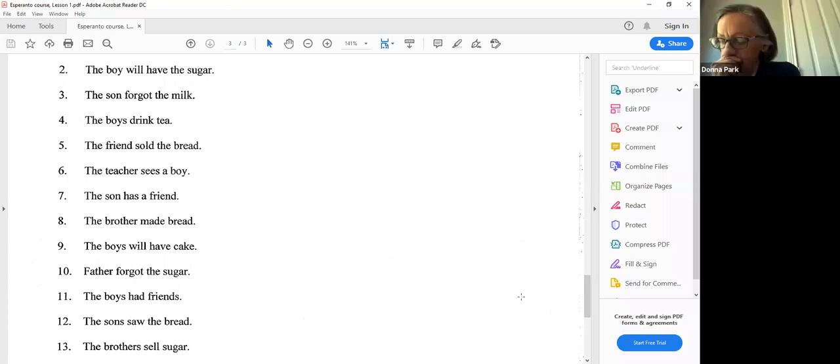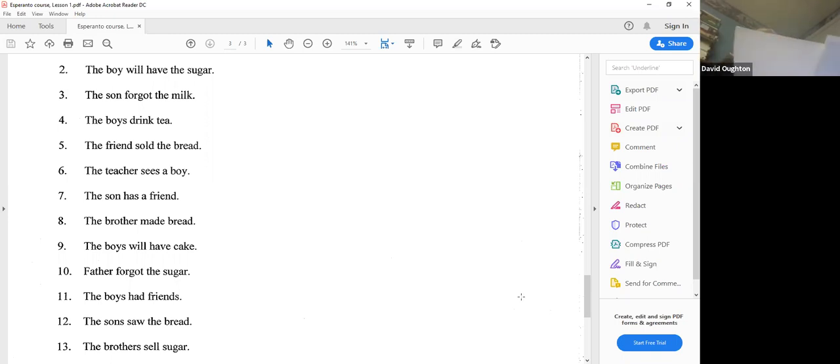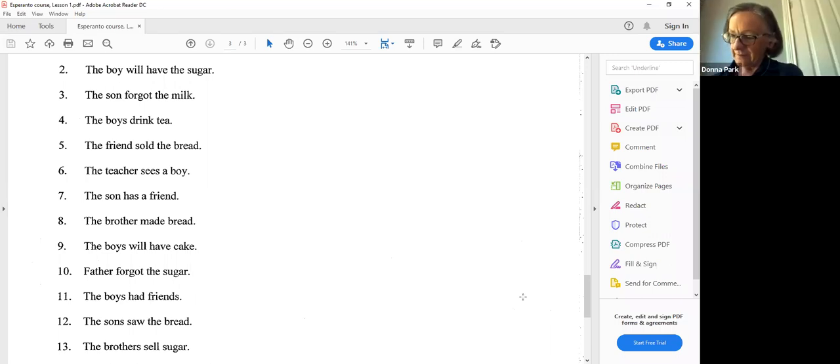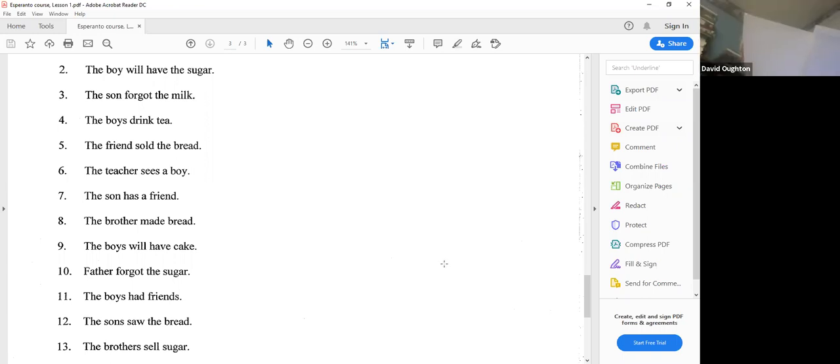Then number 14, the teacher forgets the boy. So there we have the twice. So we need two la. So Donna, what would number 14 be? La instruisto forgesas la knabon. Forgesas, sorry. Forgesas. There's no hat on the end, on the top of that. Yeah. La instruisto forgesas la knabon. Spell forgesas, F-O-R-G-E-S, and then? F-O-R-G-E-S-A-S, because A-S. It's in present tense. It's happening right now. The teacher is forgetting right now the boy.